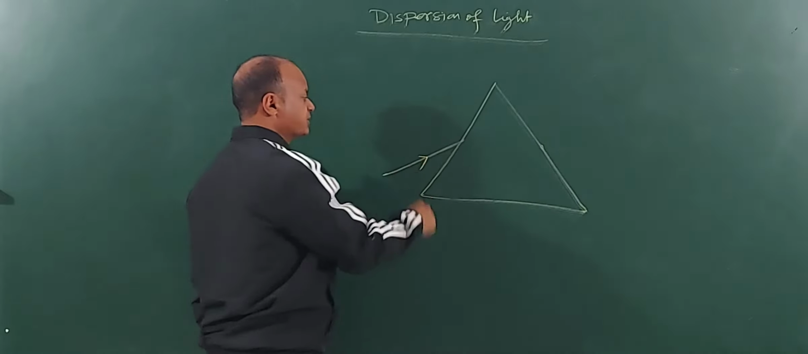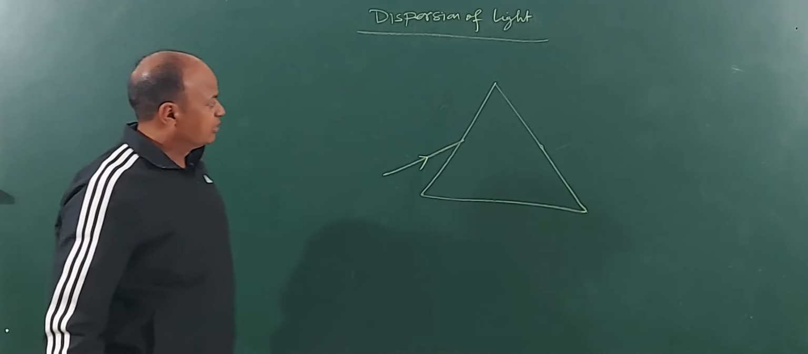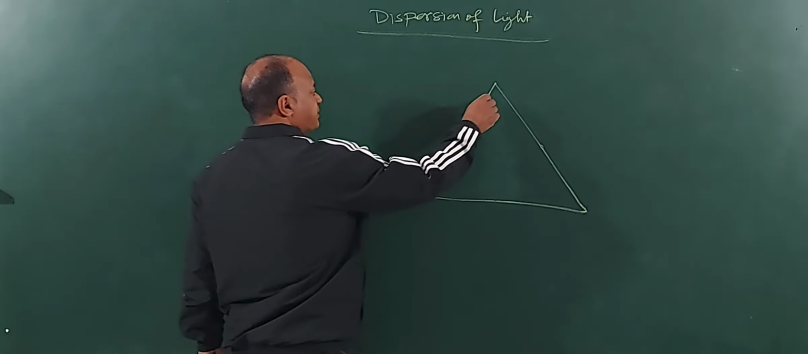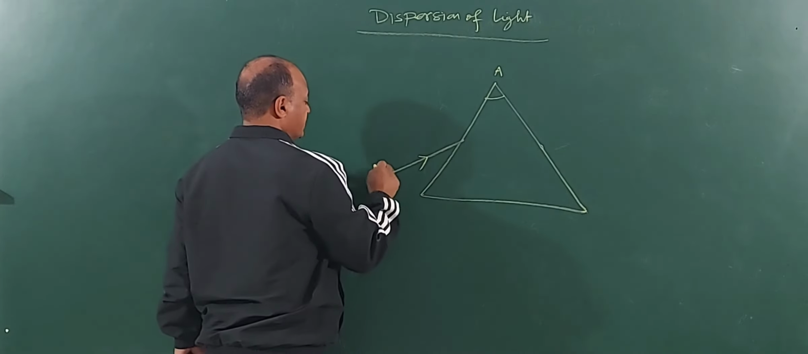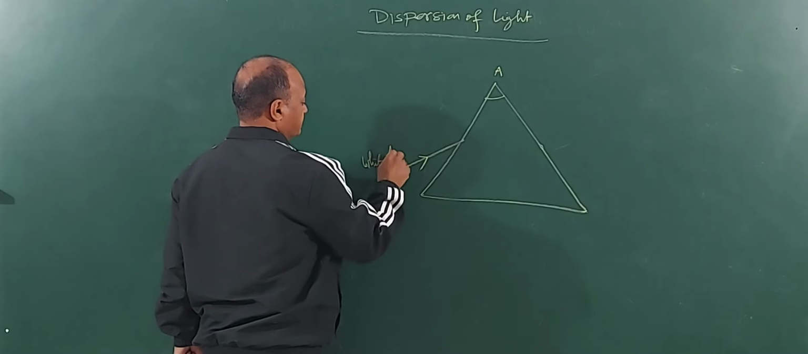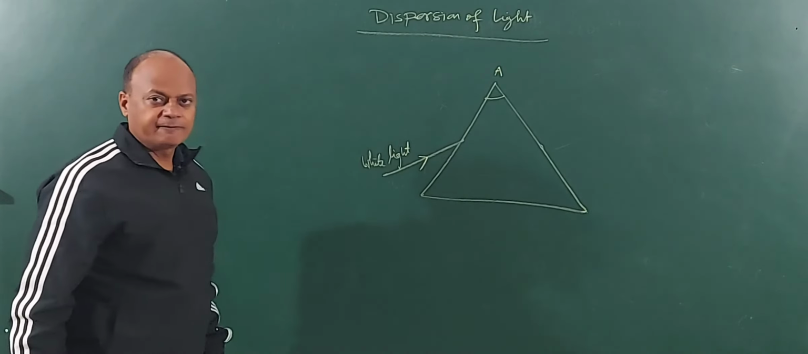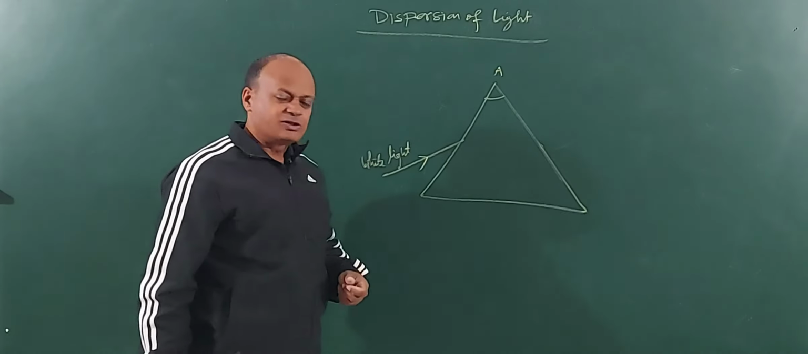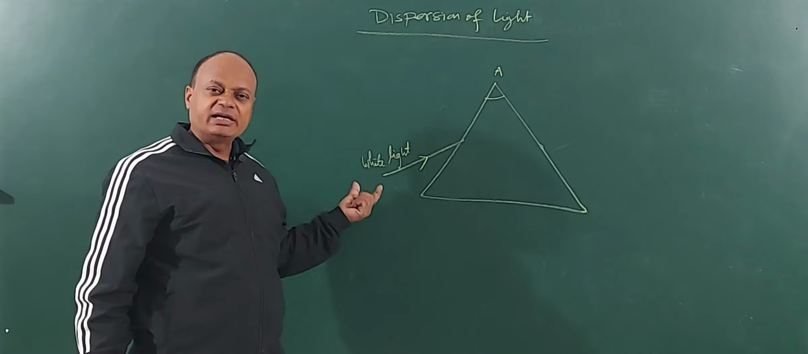Imagine a situation where white light is incident on one of the refracting surfaces of the prism with the prism angle A, and this is white light. Clear? Now, in fact children, when I am saying white light, I am talking about what?